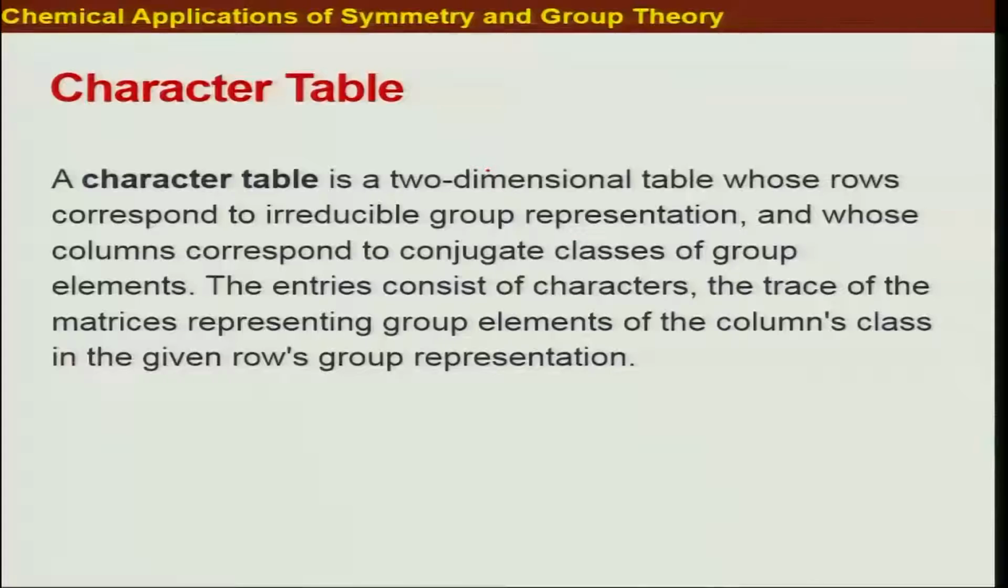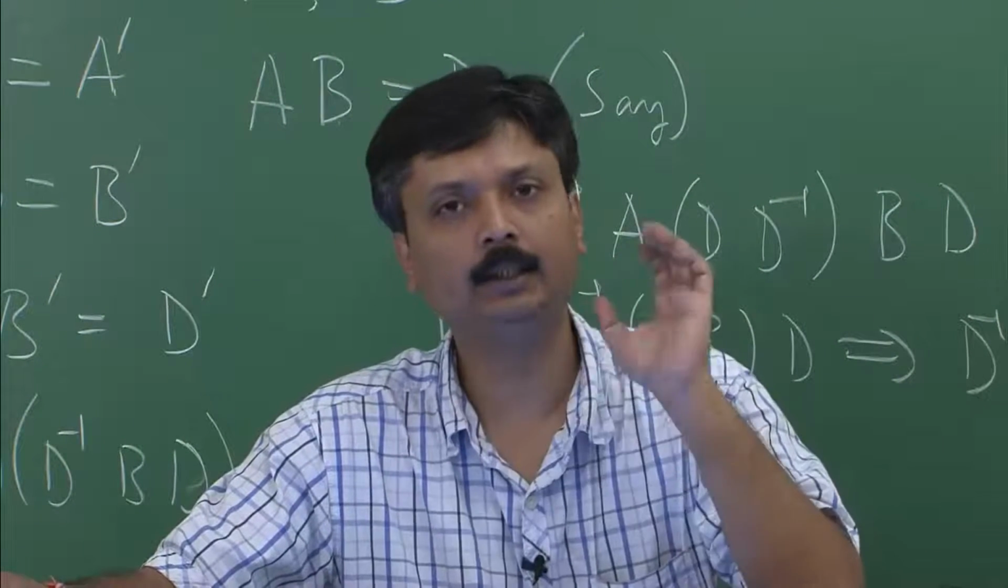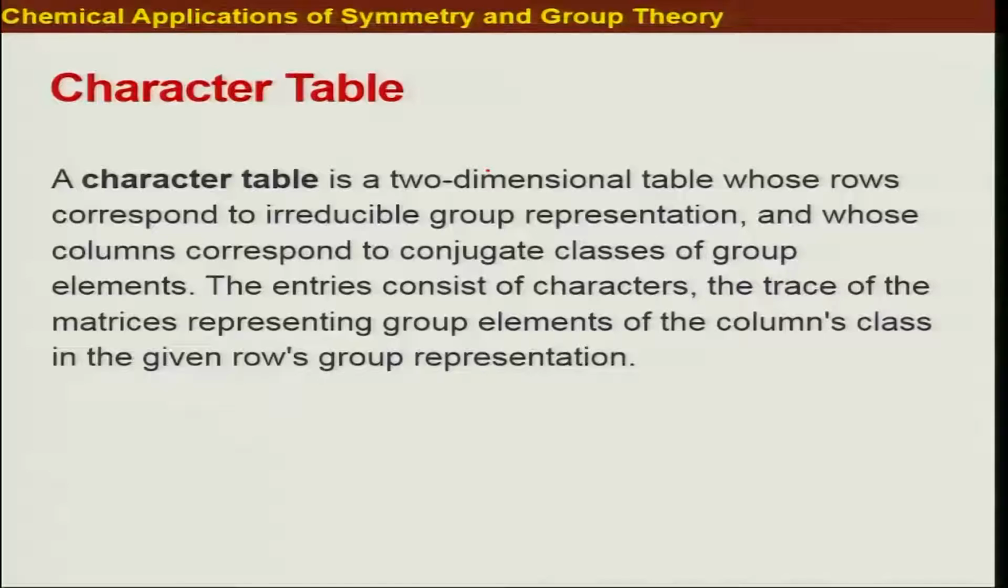Now, after learning about the character, we will just mention to you a table called the character table, which is extremely important to us. So what is a character table? Obviously it is a two-dimensional table whose rows correspond to irreducible group representations, or simply irreducible representations, and the columns correspond to the conjugacy classes of the group elements. The entries consist of characters, the trace of the matrices representing group elements of the column's class in the given row's group representation.